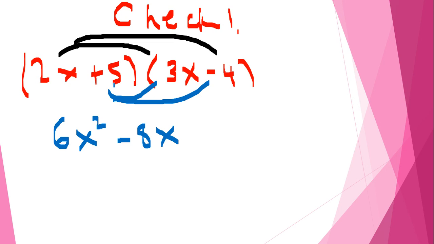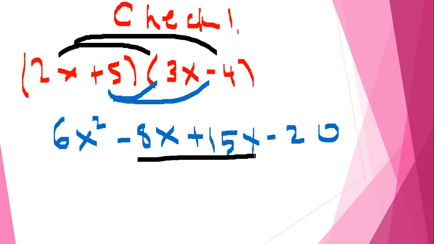Let's move on to the 5 now. 5 times 3x will give us 15x. 5 times negative 4 gives negative 20. So basically that's your answer. You just need to clean it up now.